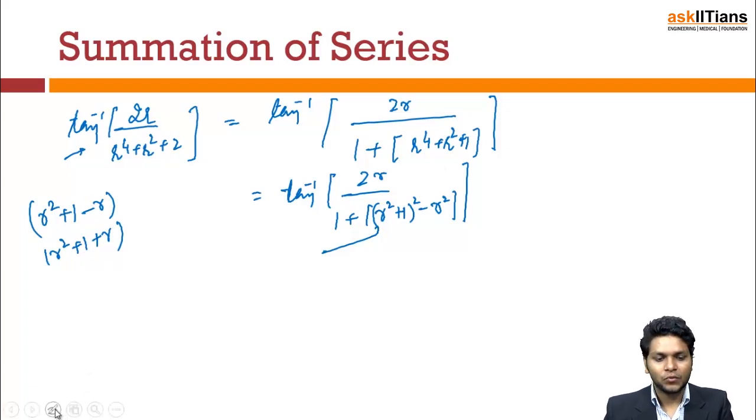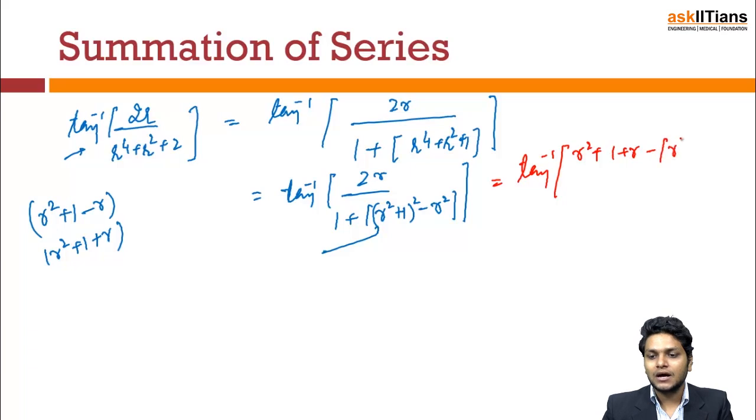Now see how I'm going to do this. And these algebraic simplifications are the ones which give you a boost of confidence each and every time when you start up with a question. So let's write it like this: r square plus 1 plus r minus (r square plus 1 minus r), and this is written as 1 plus (r square plus 1 plus r) into (r square plus 1 minus r).